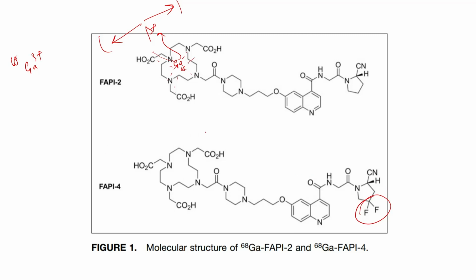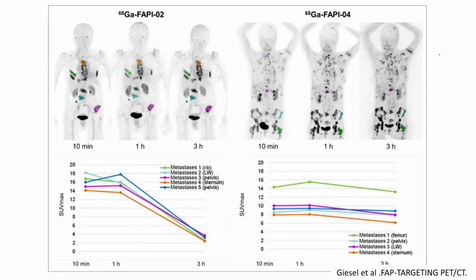And FAPI4 shows higher retention as compared to FAPI2. Within 1 hour to 3 hours, only about 25% washout is there, but as compared to that, in FAPI2 about 75% washout is there. And you can see the graph here. So those are the images for gallium FAPI2 and gallium FAPI4.